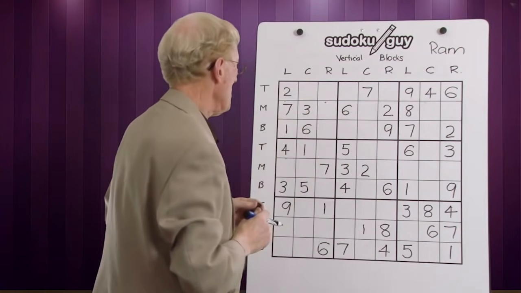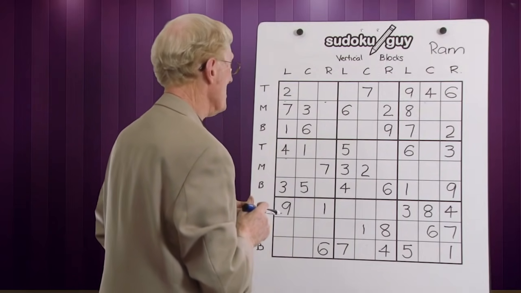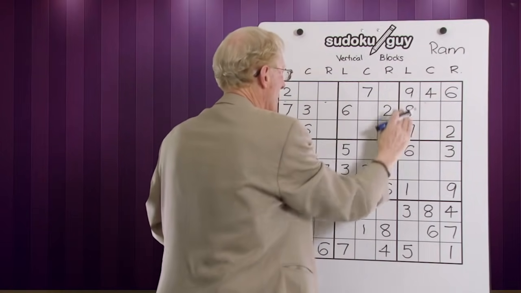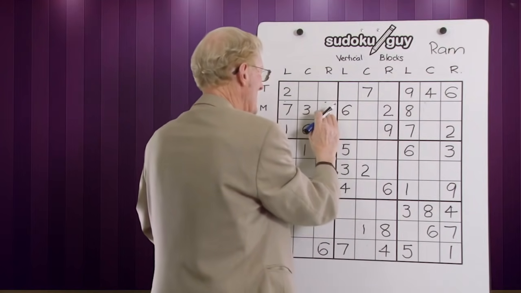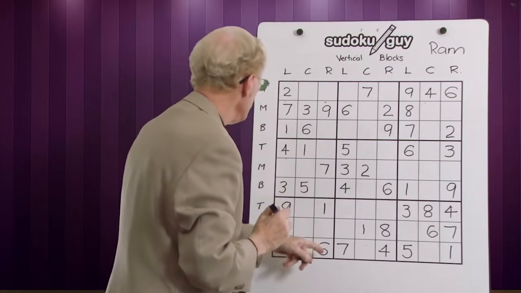8. There's only one 8. Forget it. 9. There's 2 9s. There's a 9 on the top in this block. There's a 9 on the bottom of this block. Therefore, top, bottom, it has to be in the middle, so this becomes a 9. Look down, there's no 9s here, so we're fine.